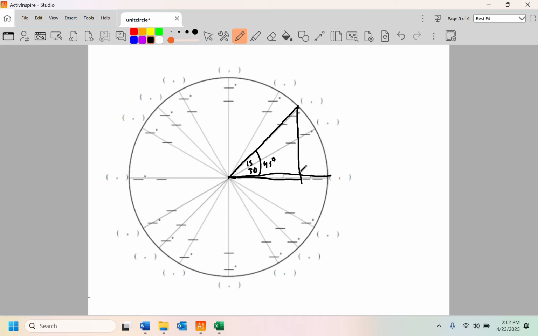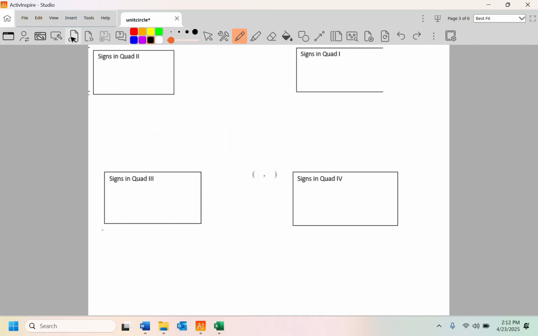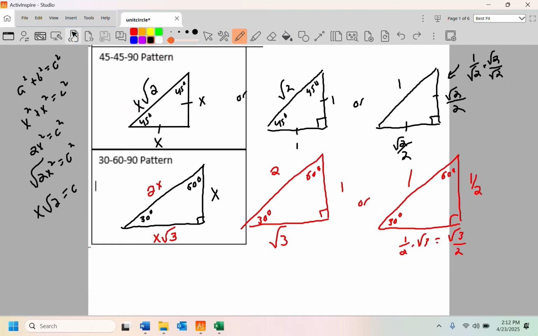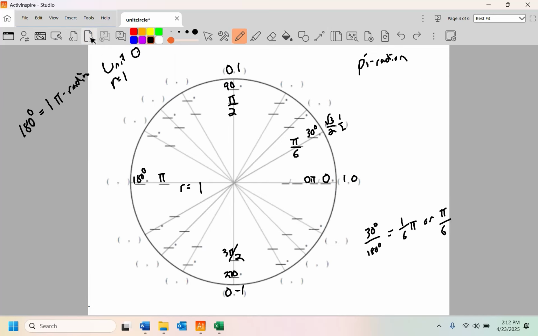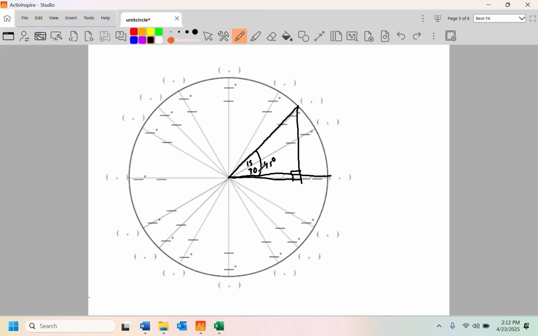Imagine a triangle is drawn. It's a right triangle. I'm going back and I am thinking about this 45, 45, 90 right here. That's the one I'm thinking about. So on that 45, 45, 90, both the legs are root 2 over 2 and the hypotenuse is 1, which it should be because it's a unit circle.